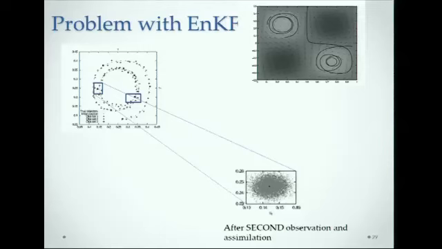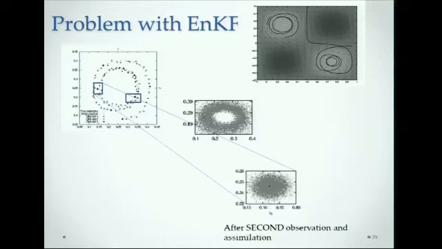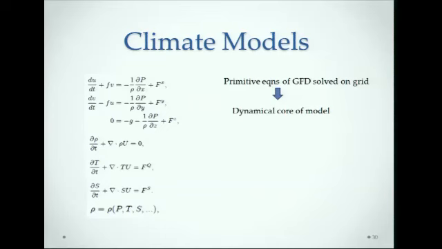What you get afterwards, after the second observation, is indeed that sort of Gaussian. This is using the ensemble Kalman filter, right? But you've lost all of this nonlinear information. And for some reason, there's no way you can recover from that. Okay, let me just finish up.